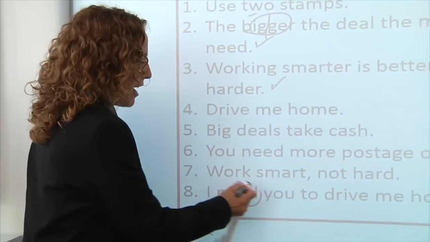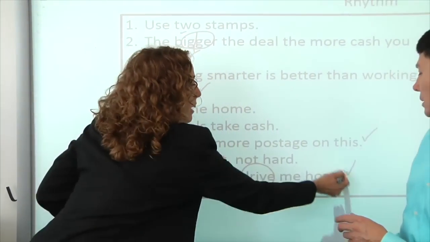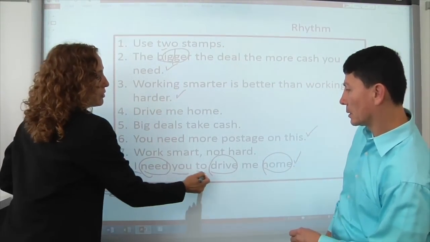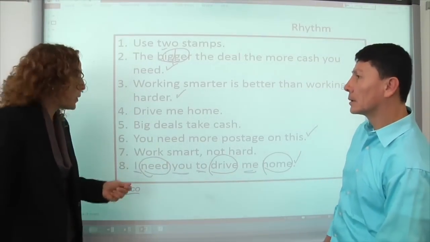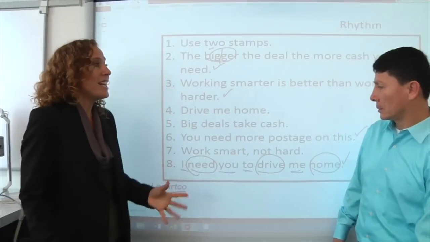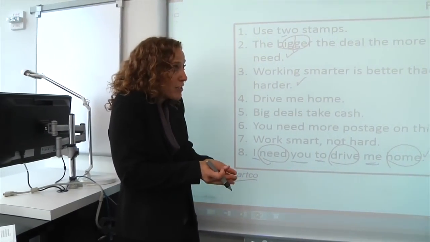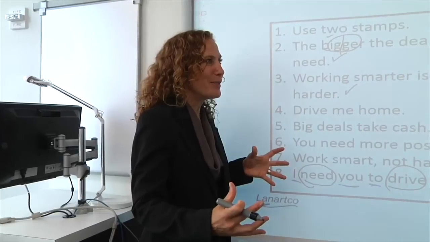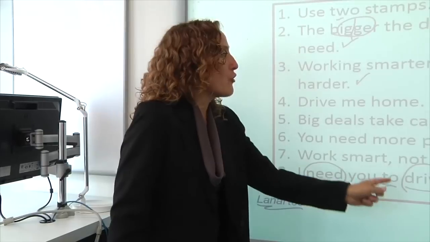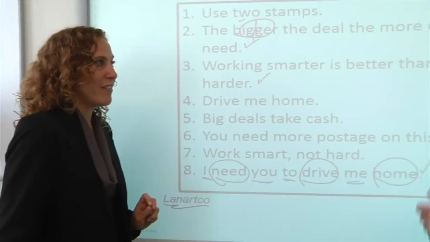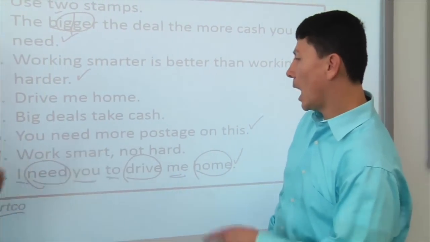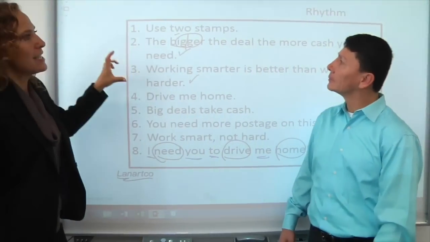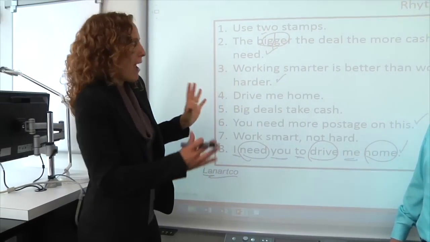It's because we have content words versus structure words. Anytime you have a pronoun or an article or a preposition, that's going to start to give you that short syllable versus the nouns and the verbs that are going to give you the longer syllables. So say for me, need, drive, home. Need, drive, home. I need you to drive me home. I need you to drive me home. You got it. Okay? So these are the reasons why some of these are short and equal.